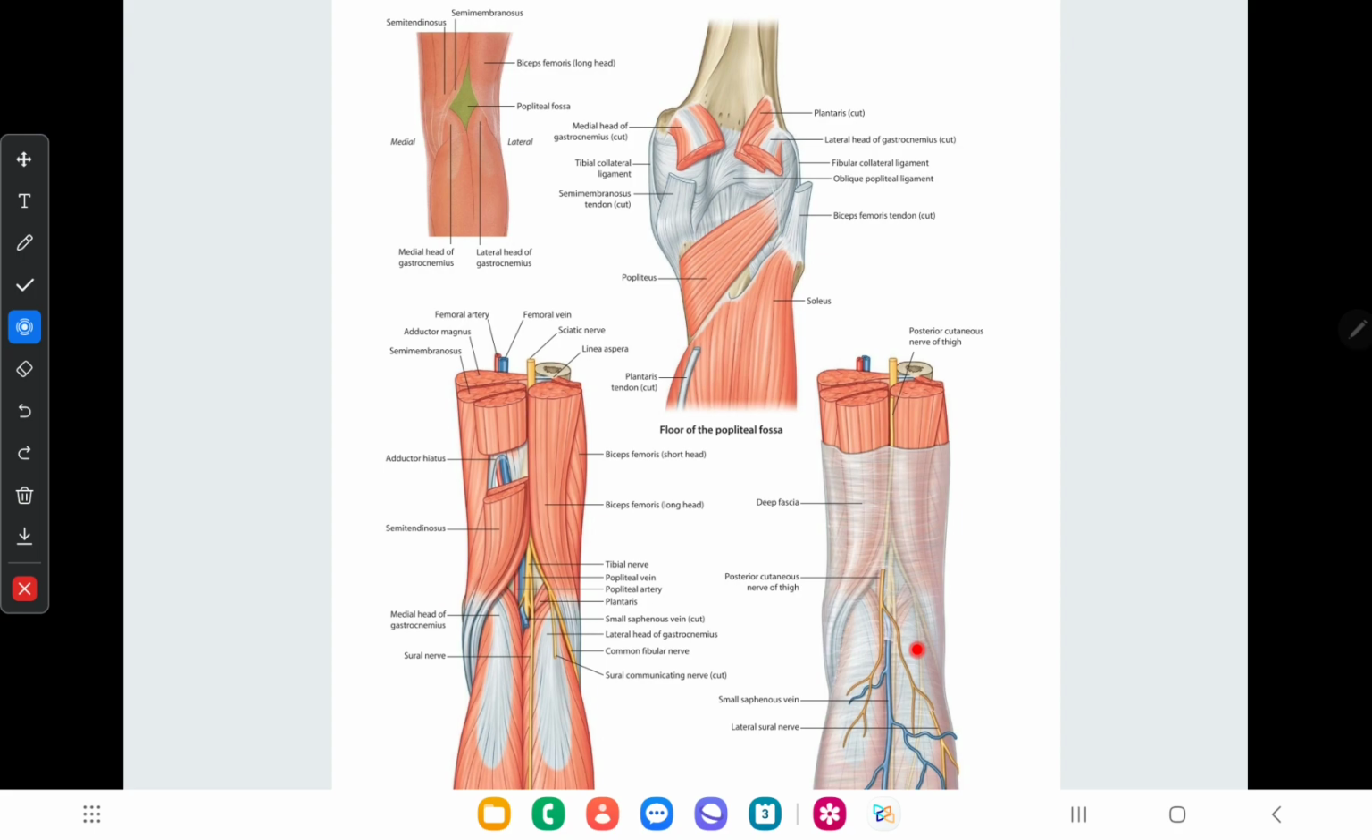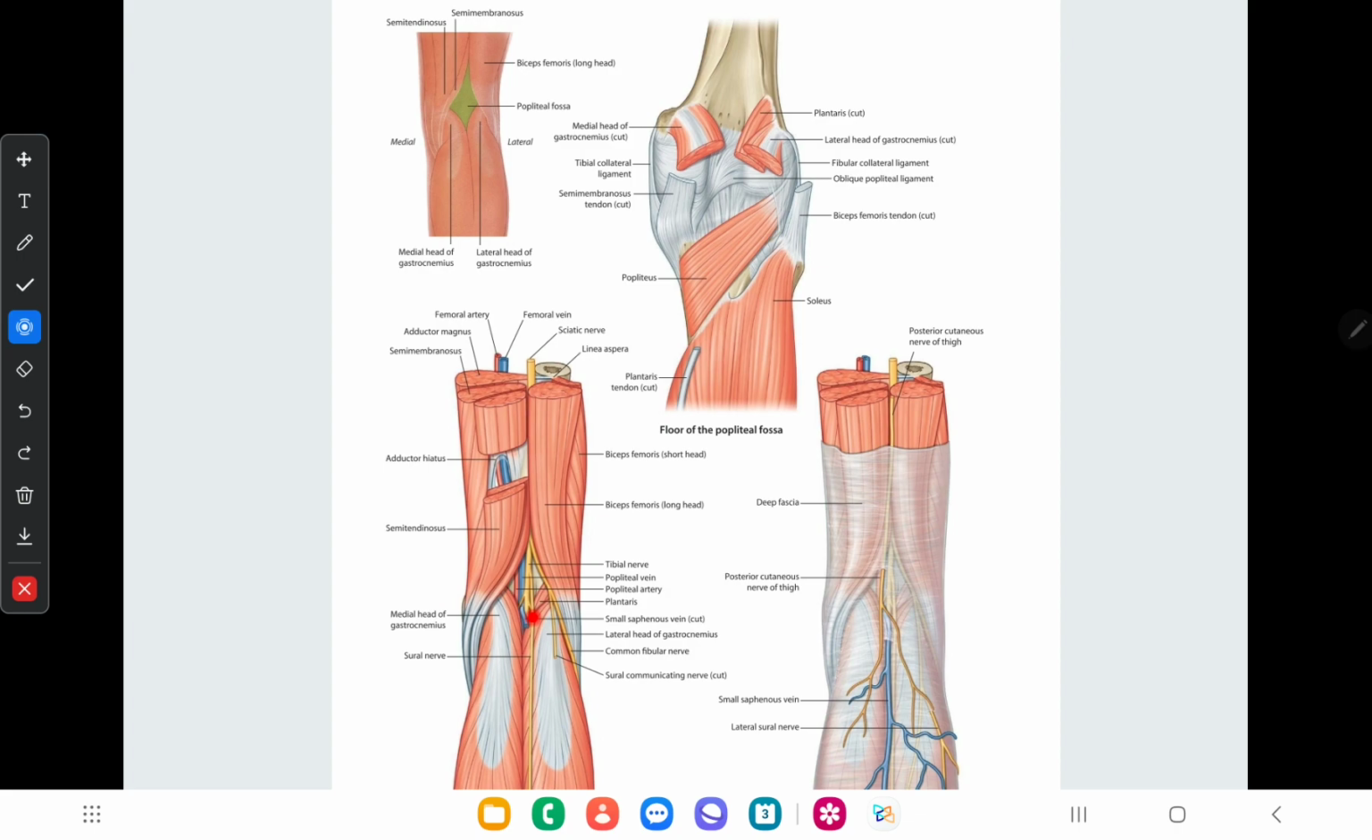And let's have a look at the contents of the popliteal fossa. There are popliteal vessels. Here you can see the popliteal artery and popliteal vein. And here you can see the tibial nerve. Here the common peroneal nerve. Common fibular nerve means common peroneal nerve. And the sural nerve arising from the common fibular nerve. Here also the sural nerve. Here the sural communicating nerve. And here the sural nerve arising from the tibial nerve.